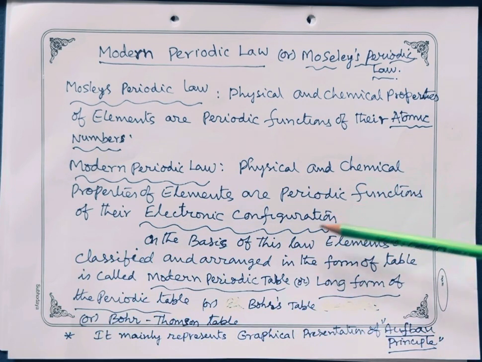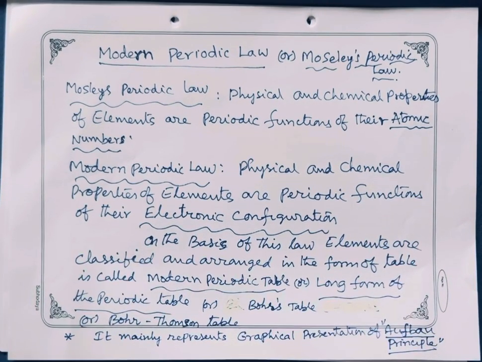On the basis of this law, elements were again arranged in the form of a table. The table is called the modern periodic table. It is also called the long form of the periodic table, because in the Mendeleev periodic table only 8 or 9 groups are there, whereas here 18 groups, 18 vertical columns, are there. So, it is called the long form of the periodic table, which contains 18 groups.